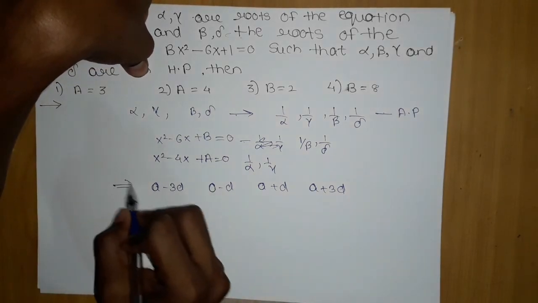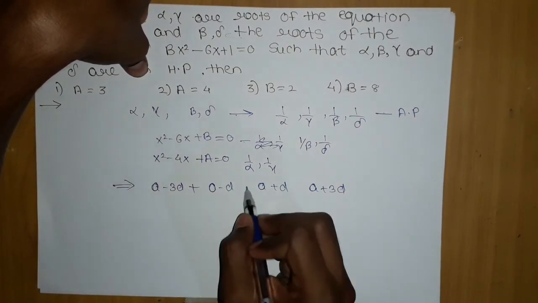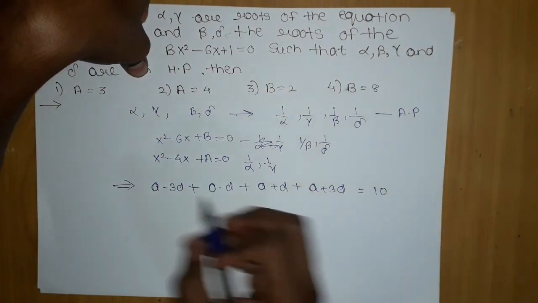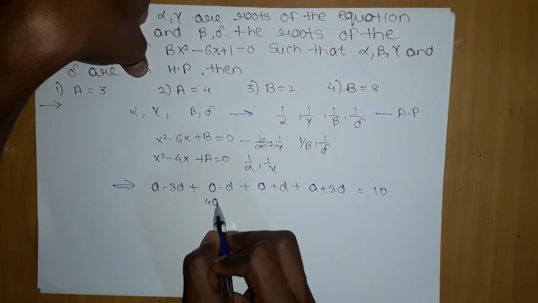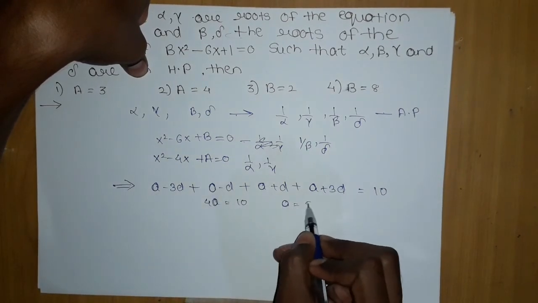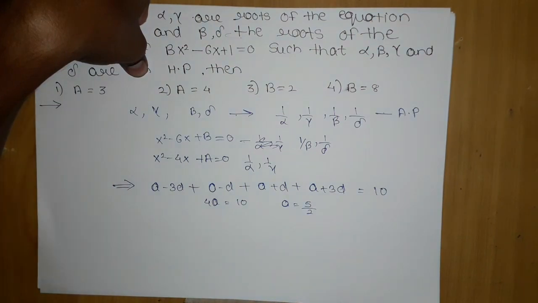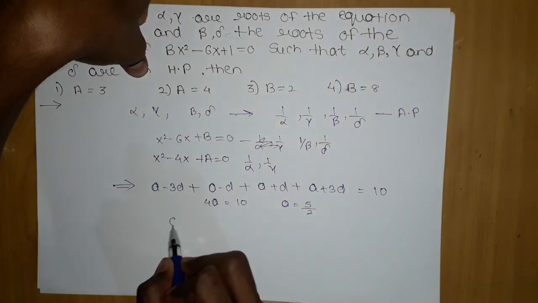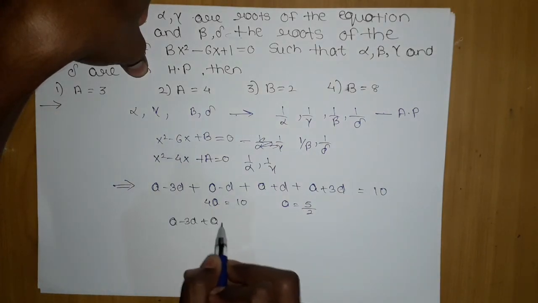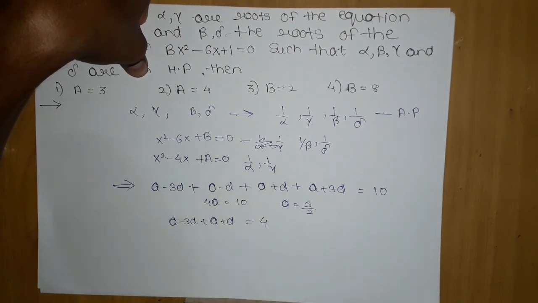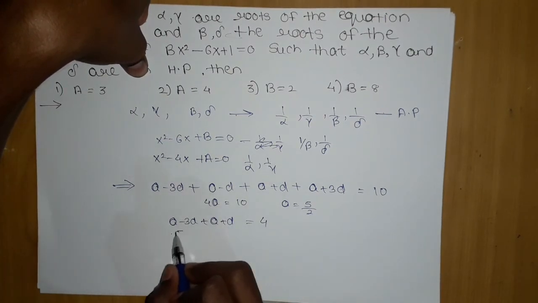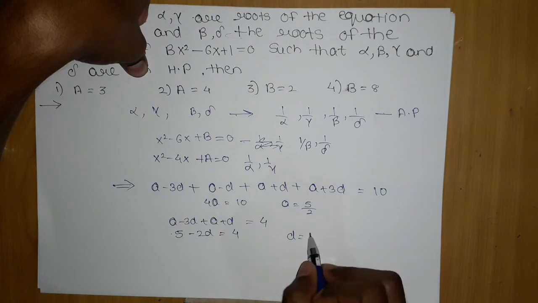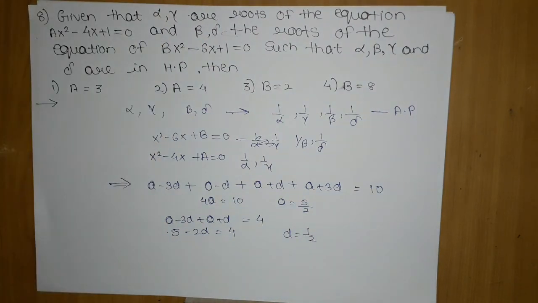So we got this concept. If I add all, the sum of the roots here is 6 and here is 4. If I add them, we get 10, and all the d terms will cancel out and we will get 4a equal to 10, which gives a as 5 by 2. Now adding these two terms, a minus 3d plus a plus d should be equal to 4. We know the value of a, so 2a gives 5, and 2d should be equal to 1, so d is 1 by 2.